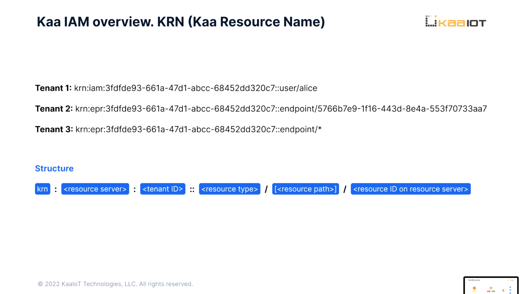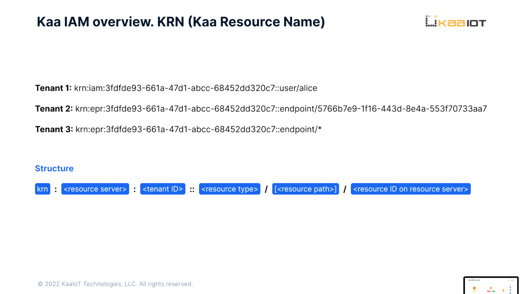So if you're planning to apply IAM structure to your company's resources ecosystem, KRN has the following structure that you're seeing now on the screen. Let's go into a little bit more detail about it. KRN is a static prefix used to visually identify KRNs among other identifier strings. Resource server is a resource server that owns a resource. Tenant ID is a tenant ID where the referenced resource lives.